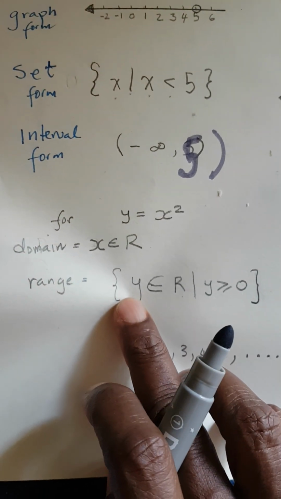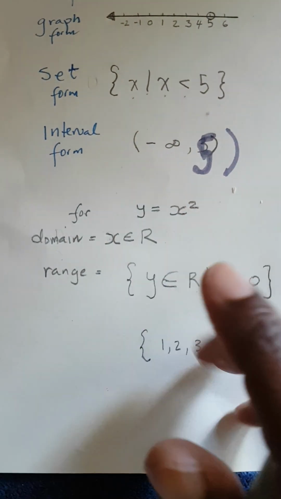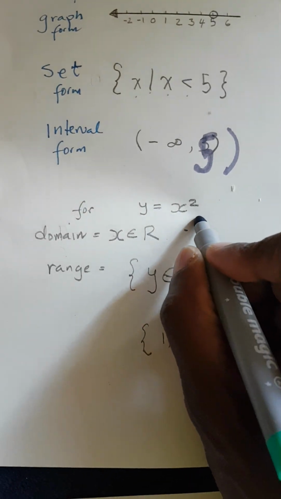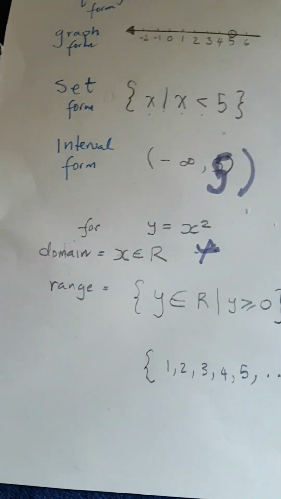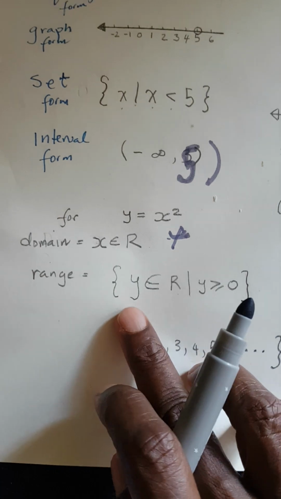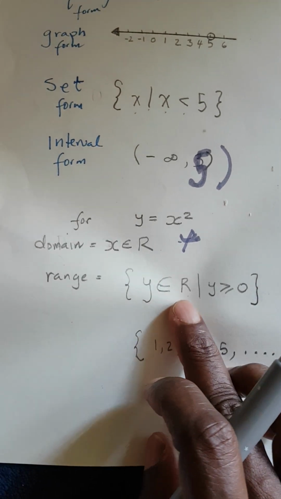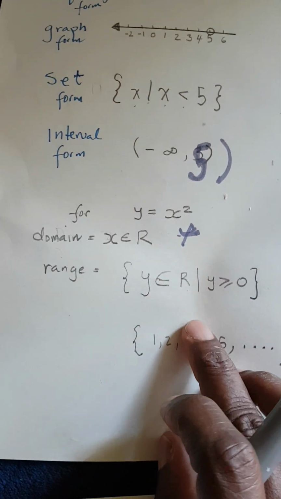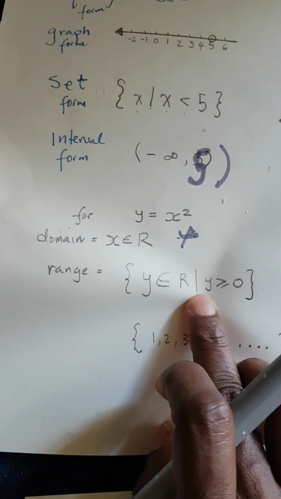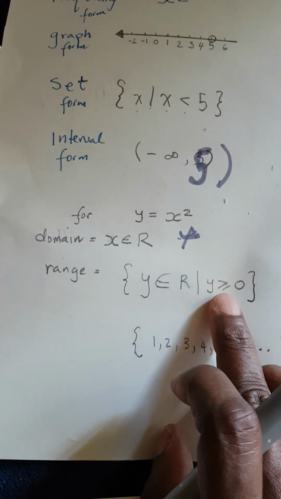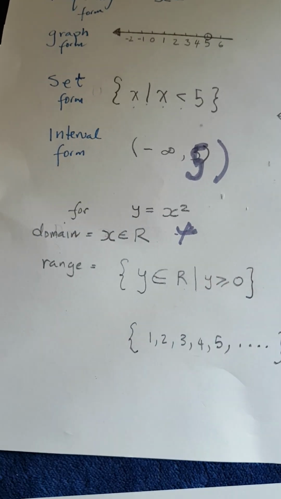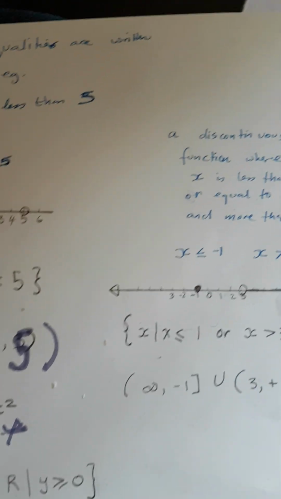But the range, because x squared can only be positive, so the range can only be positive. So y is a set of real numbers such that y is more than or equal to 0. Y cannot be less than 0.